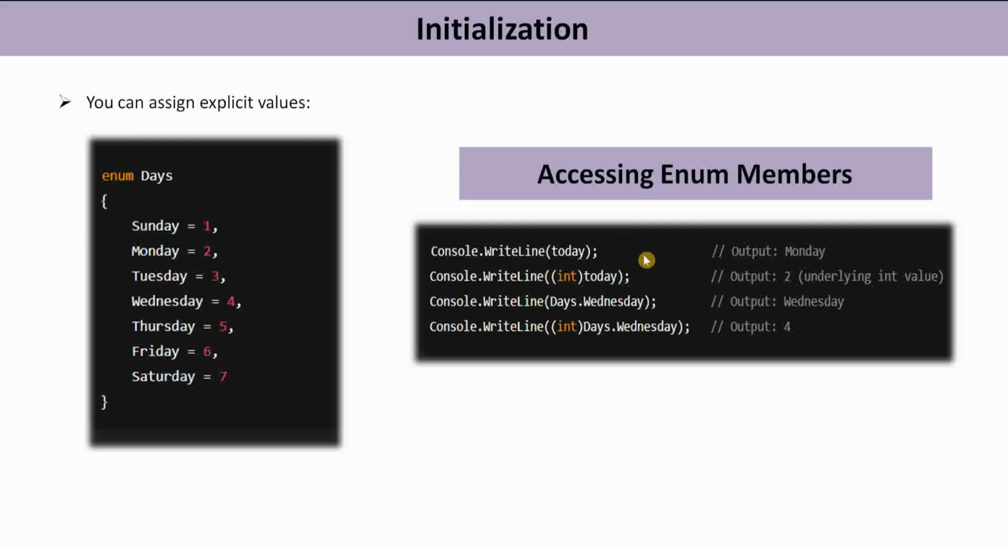And if we want to access these enum members, how can we access them? In this way: the enum table name, Days dot Wednesday. Now it will give us Wednesday, not the numeric value. It will provide only the constant name. And if we want to get the numeric value, we have to typecast it to integer. In this way we can get the integer value, which is 4.